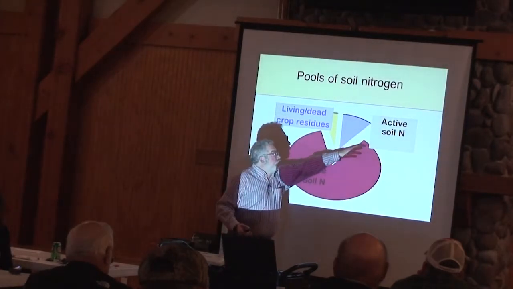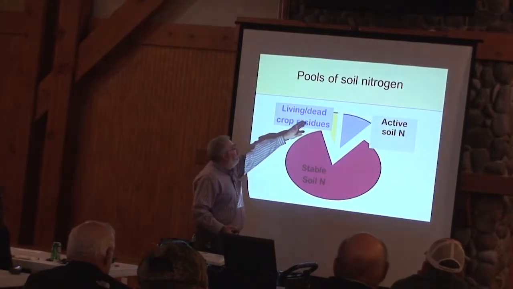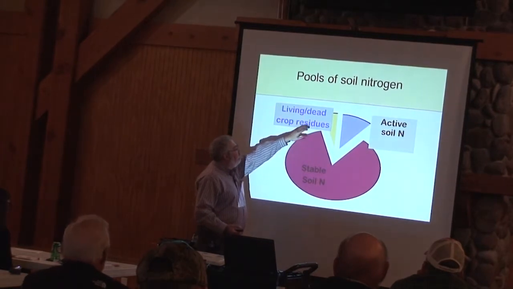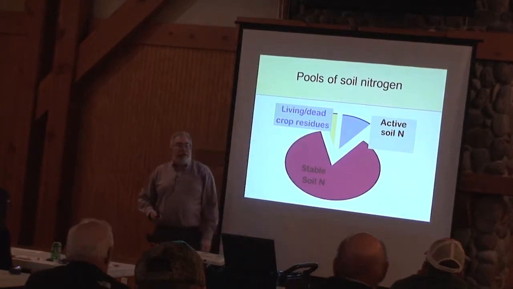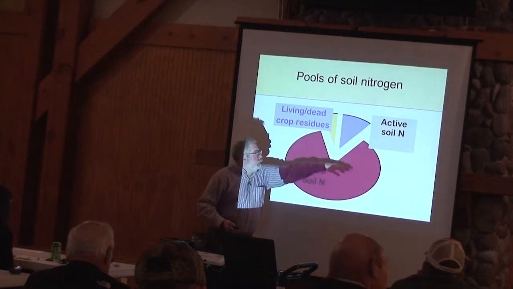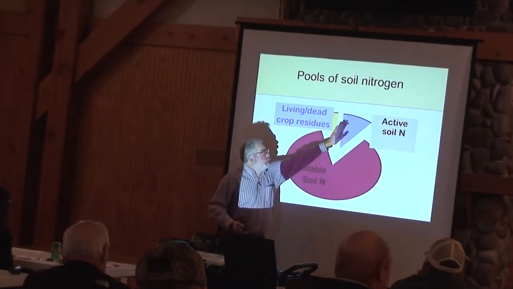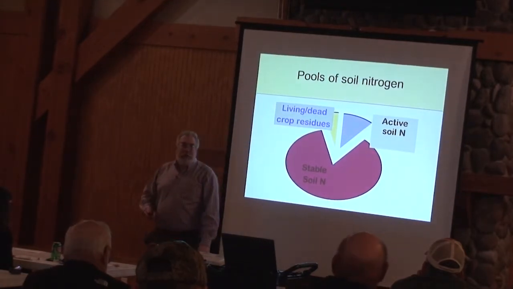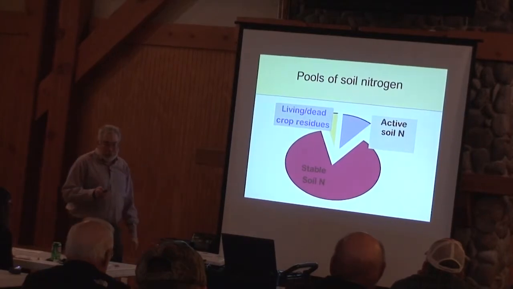Then you have your active soil pool, which is what you're going to just apply, and then what we call the living or crop residues, things that are recently plowed under, and these two are lesser than the other one, but the active soil pool is where most of the action comes from for plant availability.